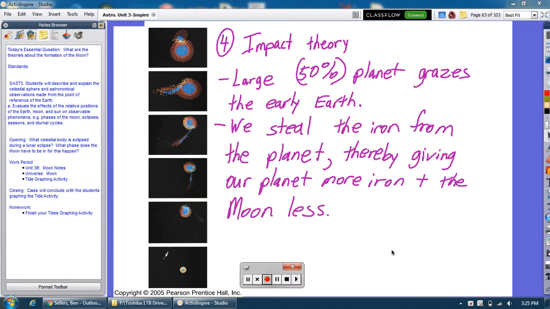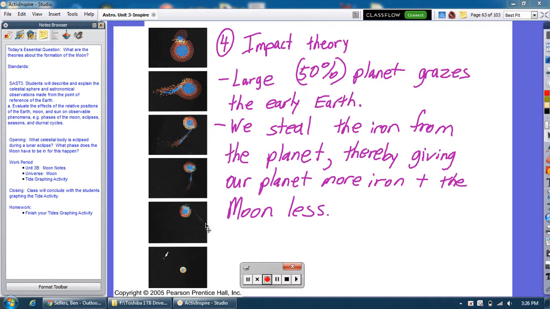I got cut off by the announcements, but the final theory is the impact theory. This is the most widely believed theory at the time. Computer models show it, and that's what this is showing over here. A planet grazes it and gets ripped apart. This planet is about 50% the size of Earth, about the size of Mars. When it gets ripped apart, we steal most of the iron. It goes inside of our planet, which makes our core larger and makes our magnetosphere larger and stronger. And then this leftover little junk out here is the Moon.